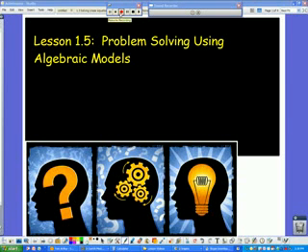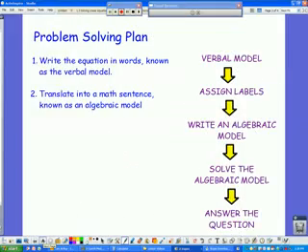Alright, in lesson 1.5, this is problem solving using algebraic models. In this lesson, our problem solving plan is a couple of things that you need to identify. First of all, create a verbal model. What's the question actually looking for? The second thing is you need to take the math sentence and translate it into an algebraic model.